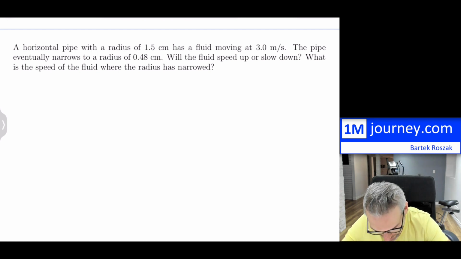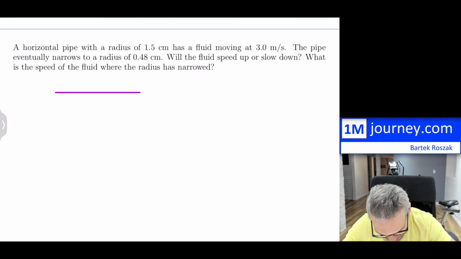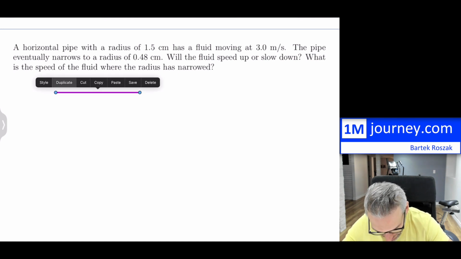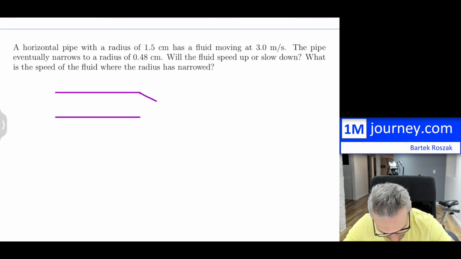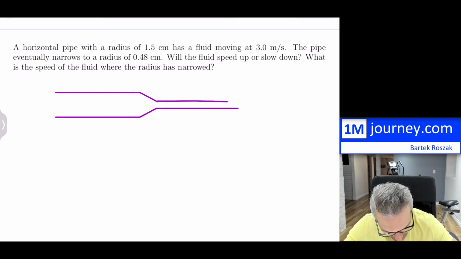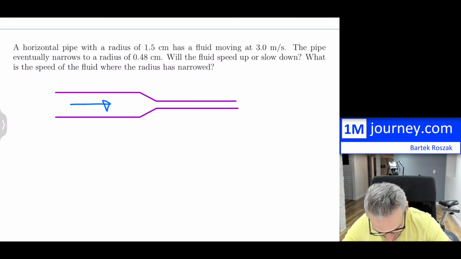Okay, so what has happened is kind of like this. So I guess we have some pipe, and then it narrows down. So maybe something like this, and it continues on, as it flows through. So you have this fluid which is passing through, and then it continues on in the narrowed path.